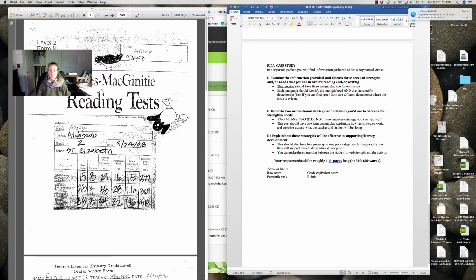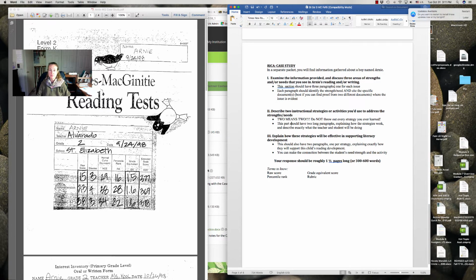So first, let's just take a look at what RICA wants you to do. Here's what they say. Examine the information provided and discuss 3 areas of strengths and or needs that you see in the child's literacy. Then they want you to describe 2 instructional strategies or activities you would use to address this child's strengths or needs, and explain how these strategies would be effective in supporting literacy development. So when you're writing the essay, I've included some notes here that you need to be attentive to.